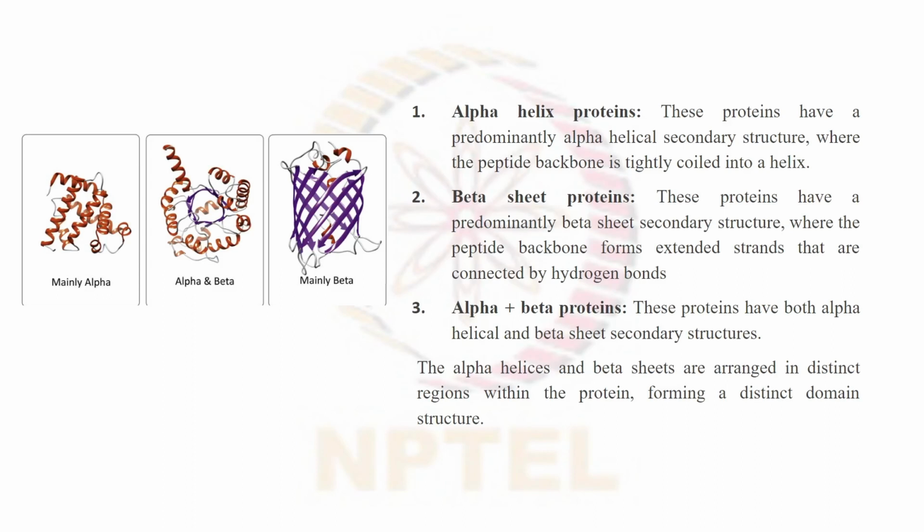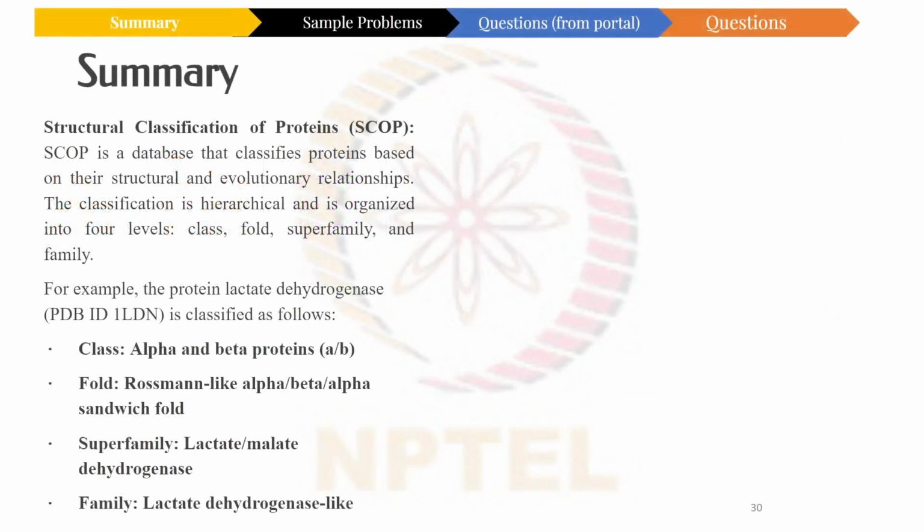Then we have beta proteins or beta sheet proteins. These proteins have predominantly beta sheet secondary structure where the peptide backbone forms extended beta strands. Then we have alpha beta, which have both alpha helical and beta sheet secondary structures. So the alpha helices and beta sheets are arranged in distinct regions in the protein, forming a domain kind of structure. So there are structural classification systems available to classify these.